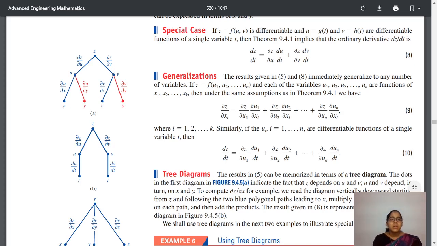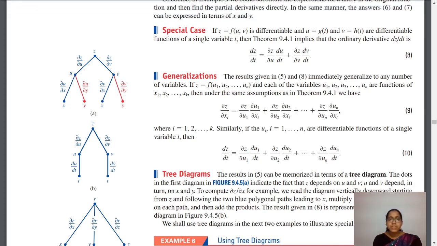We will denote z, u, v, x and y by dots, and then we will join them. That is, z is depending on u and v, so we will join them. Z to u is joined by a line, z to v is joined by another line. Then u is depending on x and y, so u to x we will join one line, u to y we will join one line. U and v there is no interconnection, so we are not joining any lines there. X and y also there is no interconnection, so we are not joining any line. And on all these lines we will write the partial derivative.